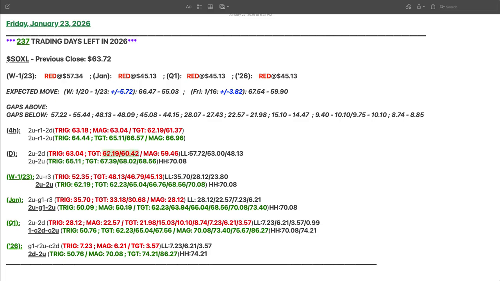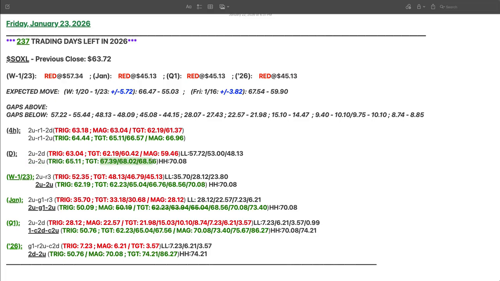So, don't want to get, again, not too far ahead of our skis. 63.04 to 59.46. It's about a $3.50 move, which is a significant size move for SOXL in one day. So if we don't make it all the way there, look for possible bounces at 62.19 or 60.42. Now, if we go to the upside, we're just getting that 2 up continuation, triggering at 65.11.